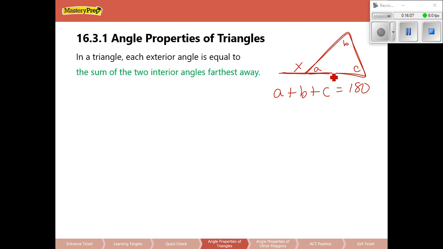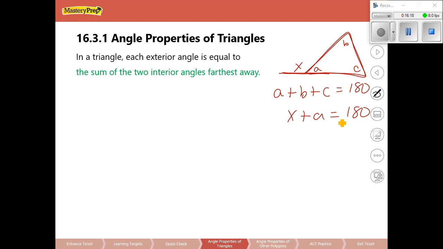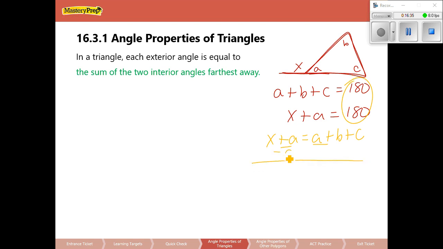Well, these two angles make a straight line. So we could also say that X plus A is equal to 180. Both of these are equal to 180, yes? So I could say that X plus A is equal to A plus B plus C. Those are the same A, yes? So if I subtract A from both sides, cancel, cancel, that tells me that the exterior angle is equal to B plus C. The exterior angle is equal to the sum of the opposite two interior angles.